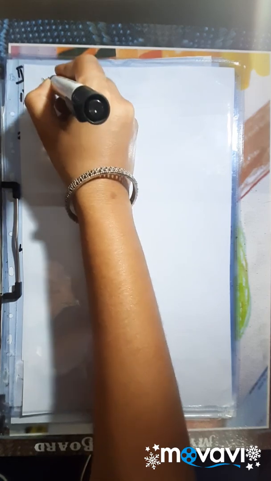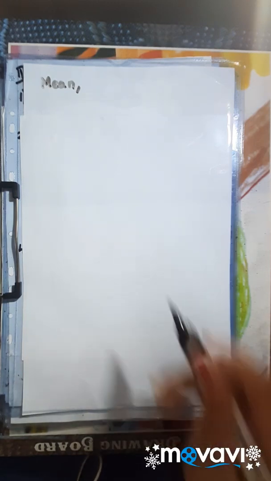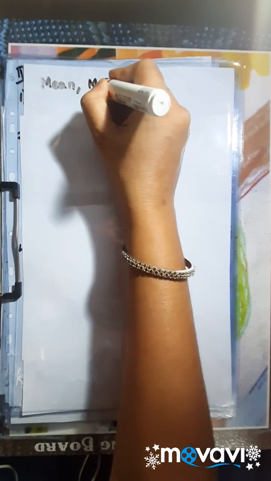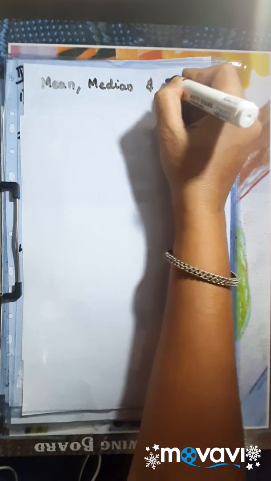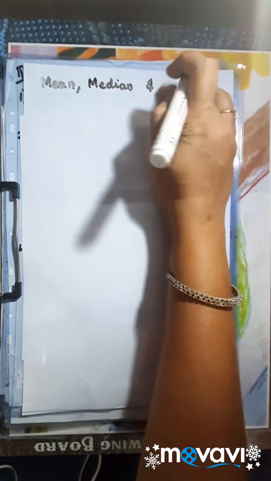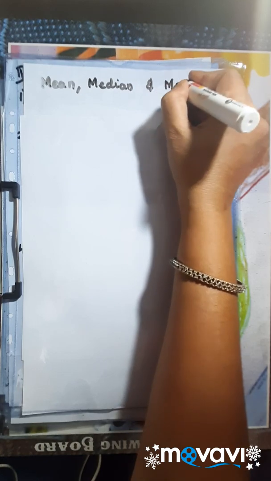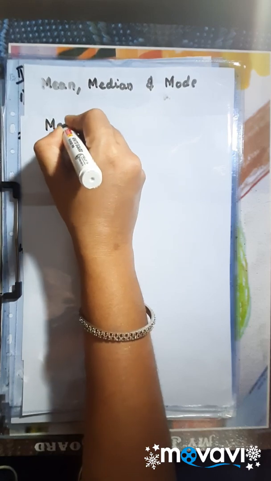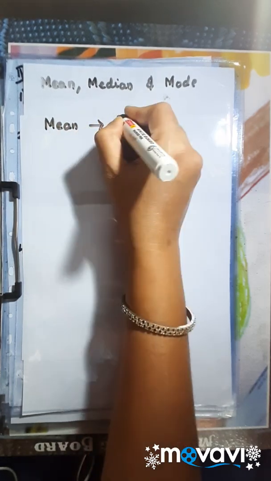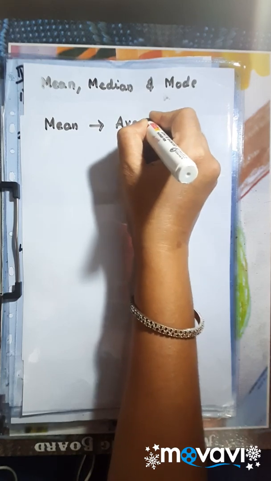Okay, so now we are going to start with a few sums of mean. Then we have to find out the median and finally the mode. So the mean, median and mode. Okay. Now, first and foremost, what is mean? Mean is average. Mean is the average.